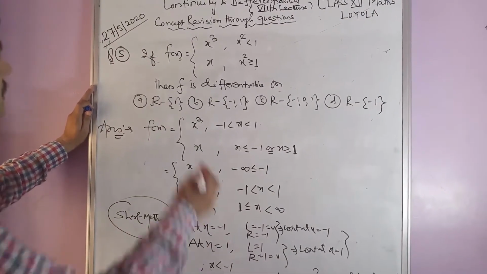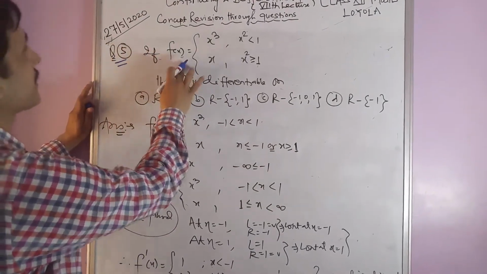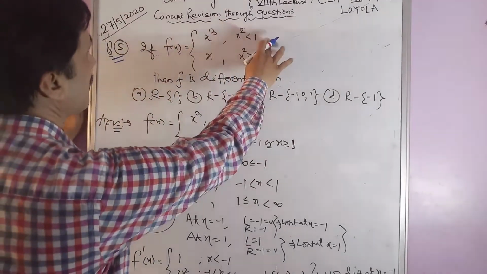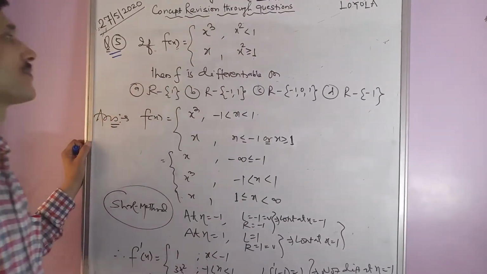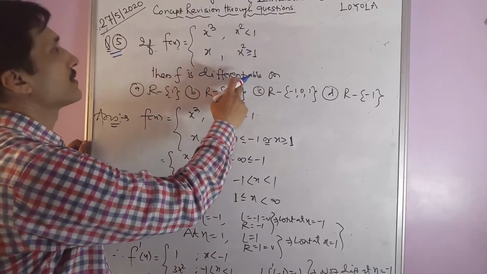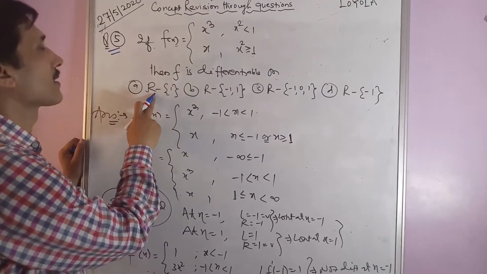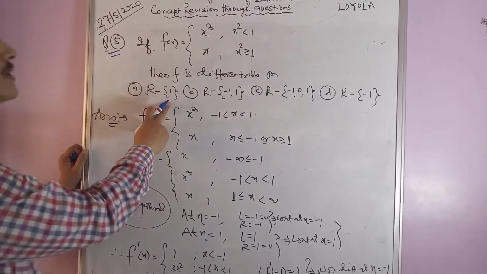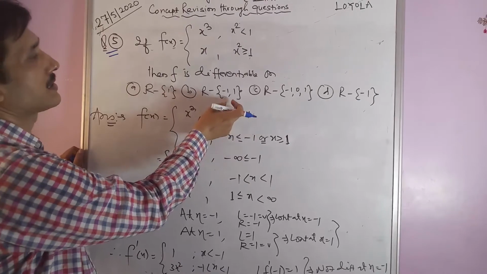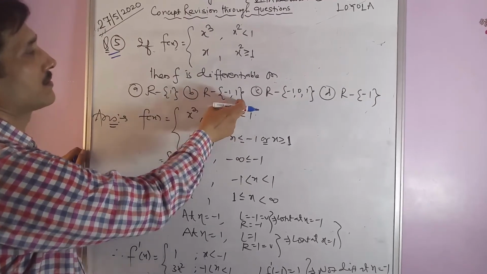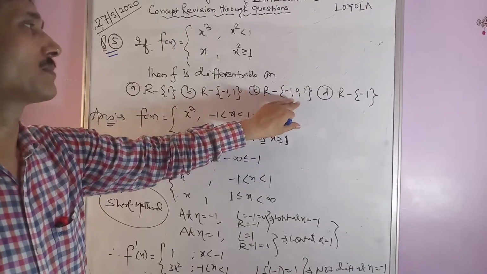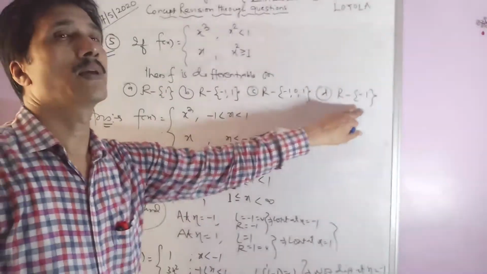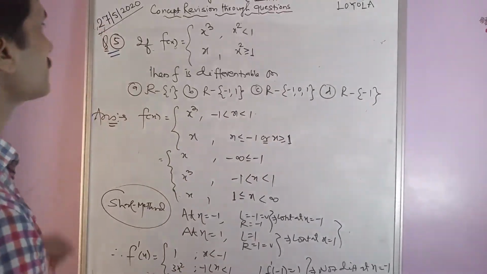The fourth question: f(x) equals x cube when x square is less than 1, and x when x square is greater than or equal to 1. Then f is differentiable on all real numbers except 1, R minus the set containing two elements minus 1 and 1, or real numbers except 1 and minus 1, or real numbers except minus 1, 0, 1, or real numbers except minus 1.